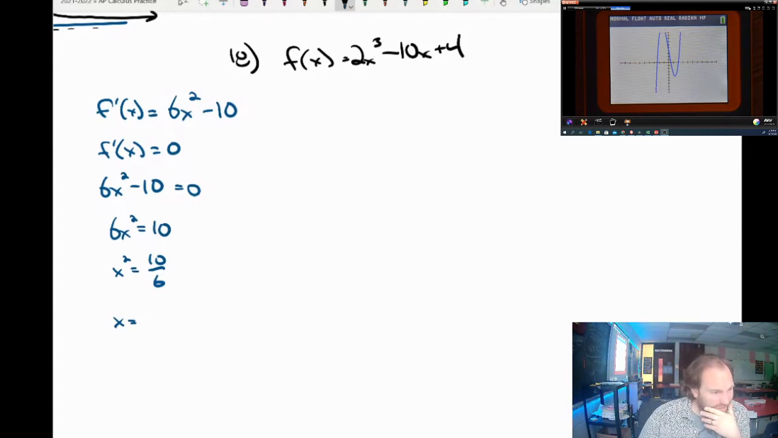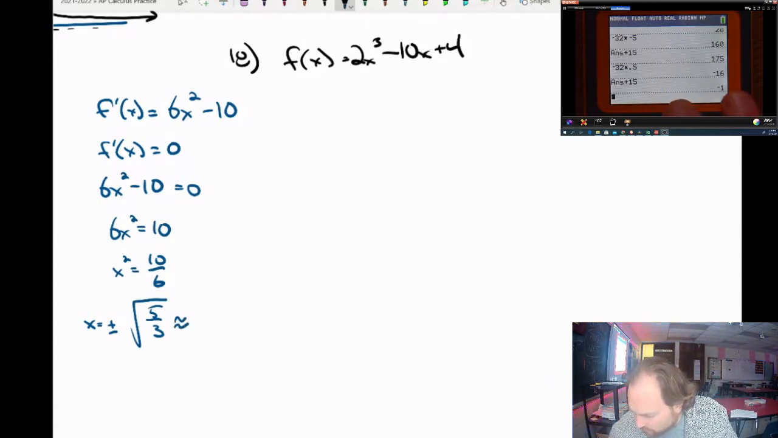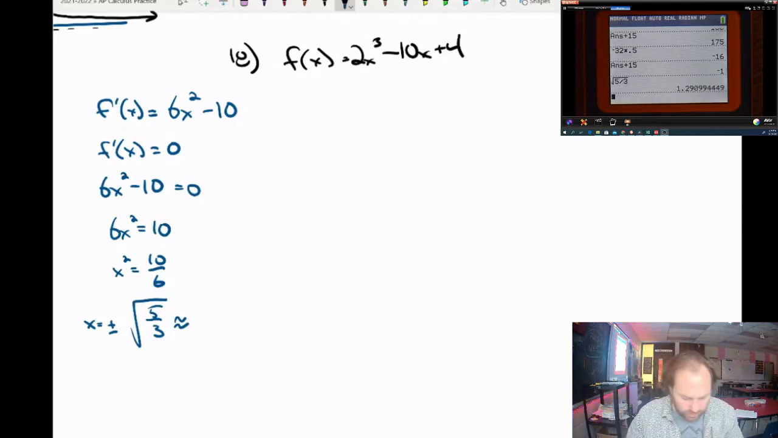X is going to be the square root of 5/3. And what we should note is that it's going to be plus and minus, which might be helpful on the calculator. Just get a quick estimation of those. The square root of 5/3 is about 1.29, plus and minus 1.29. Now, how that's going to help us: that tells us where the original graph has horizontal tangent lines, maximums or minimums.